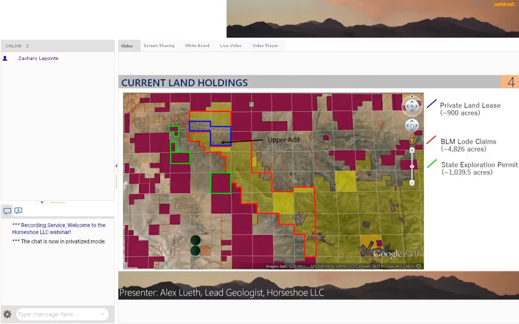This is a figure of our current land holdings. If you look at the blue outline box, that is a private land lease, and that's where we're currently operating. The red line indicates the extent of our BLM lode claims, and the green line shows our state exploration permit holdings. To date, we have over 7,000 acres tied up.